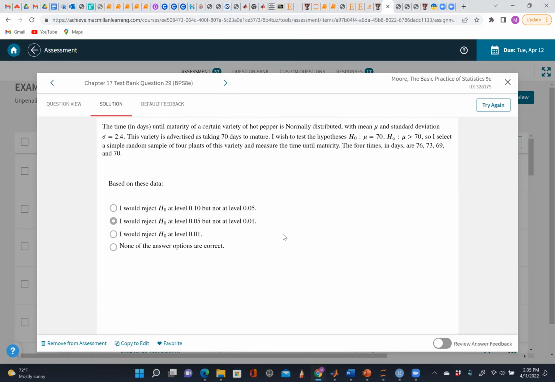Okay, so the next problem: the time until maturity of a certain variety of hot pepper is normally distributed with mean mu and standard deviation sigma equal to 2.4. The null hypothesis is this one and the alternative is this, so this is an upper tail test. I select a simple random sample of 4 plants, so the sample size n is equal to 4, and these are the observations. So we have 4 observations.